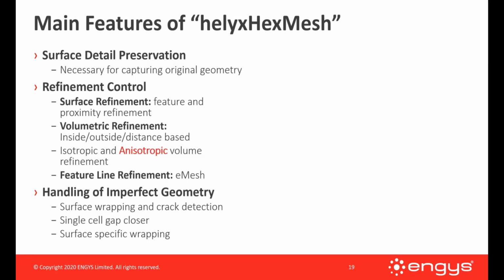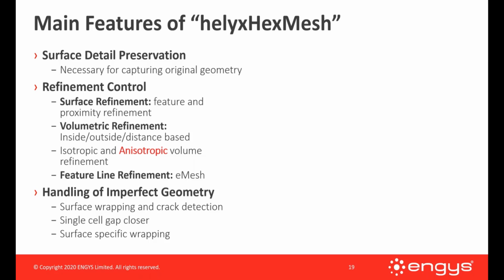And then finally, there's feature line refinement. If you're familiar with Snappy HexMesh, then you know that you need to generate an eMesh file in order to really capture a feature. helyxHexMesh, all of that feature capturing is all implicit. It's automatically done for you. You don't need to extract these feature lines. However, if you want to use an eMesh file and extract these feature lines yourself and then use a distance-based refinement based on that feature line, then that is a perfect use of feature line refinement.